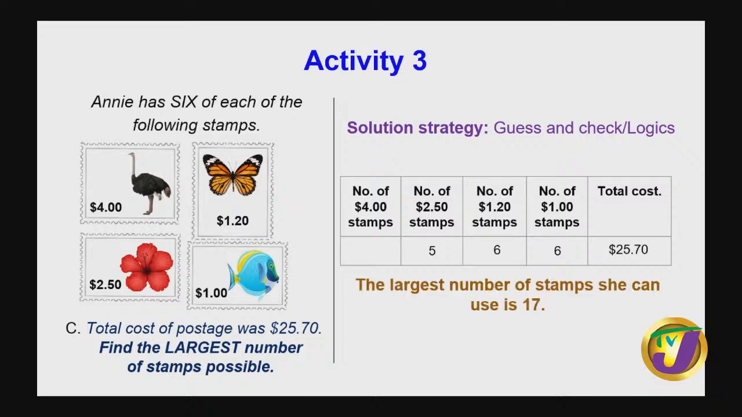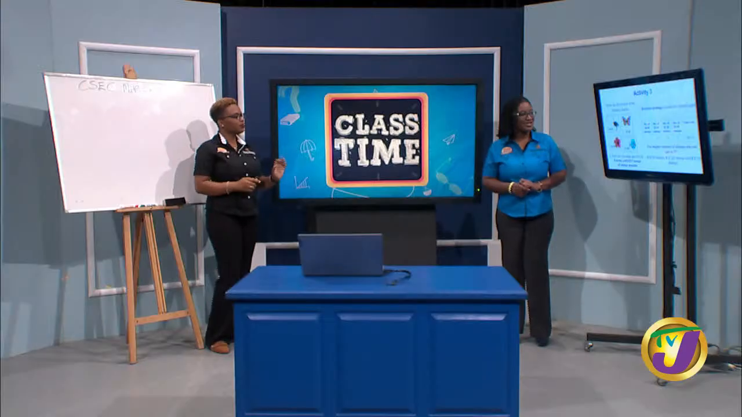So how many stamps is that now? So that's 17. 17 stamps. So that's the largest number of stamps that she could use. Let's break down the combination. So that's 5 $2.50 stamps, 6 $1.20 stamps, and 6 $1 stamps. There you go. Package posted.